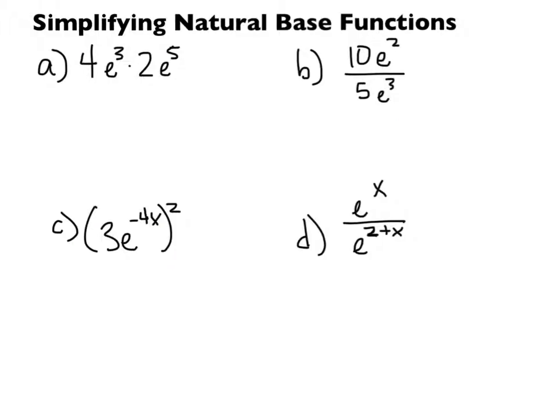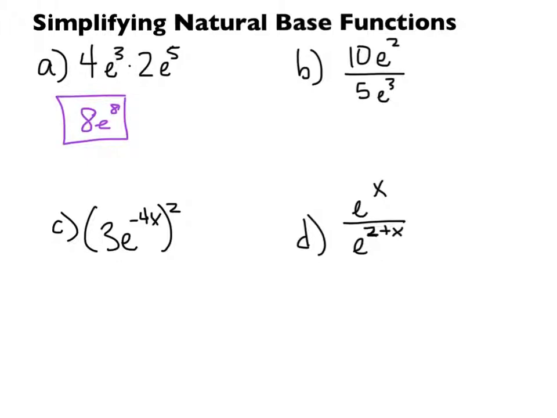So whenever we simplify natural base functions, it's just like simplifying anything with exponents, okay? We're just going to use our basic exponent properties. So let's look at A. We have 4e cubed times 2e to the 5th. Well, the numbers just multiply. 4 times 2 is 8. And if these things have the same base of e, what do you do with their exponents, 3 and 5? You add them. So that's e to the 8th power.